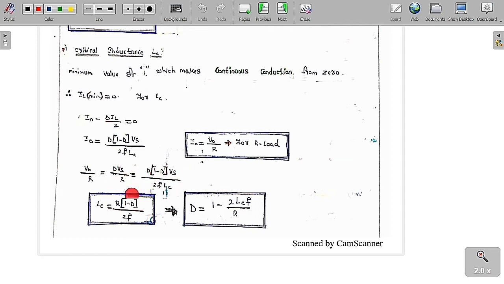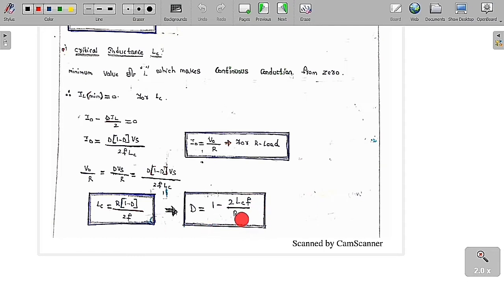So if you solve this one, we are going to get LC is equal to R into 1 minus D by 2F. Or simply, if you do the rearrangement, we are going to get D is equal to 1 minus 2 LC F by R. So this is the equation that you are going to get.